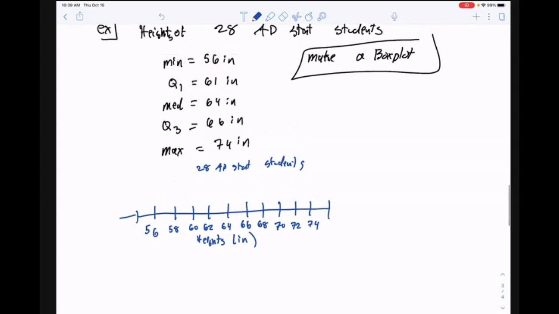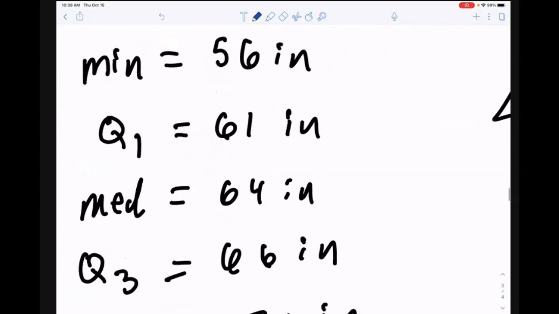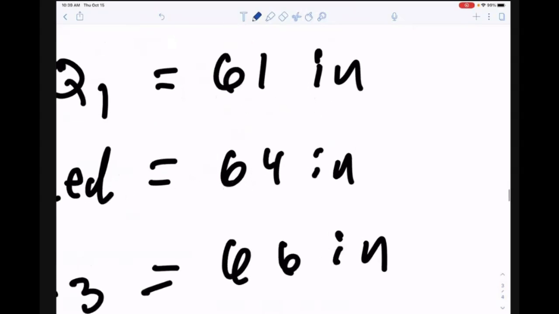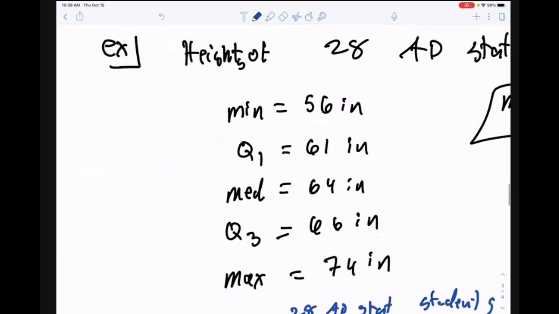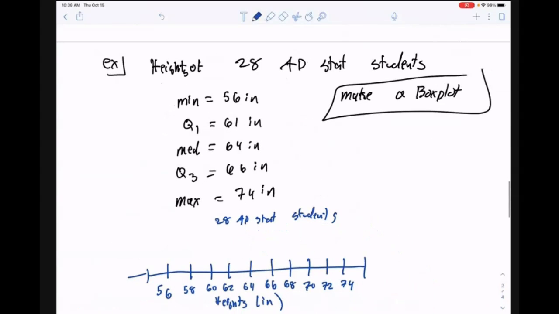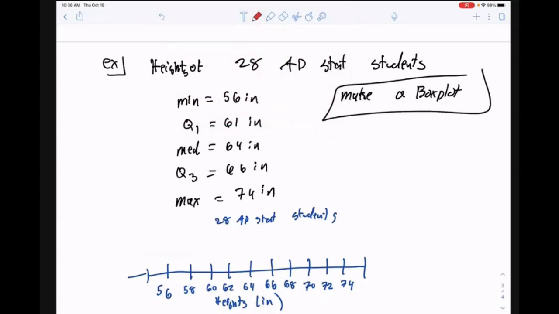You can just look at the distance between the min and Q1 is 5, then 3, and the distance is 2 right there. Since this distance right here is 2, I probably don't want to go by 5s because I'm going to be squishing everything inside there, since they're all less than 5. All right, I'm going to now label my points. My minimum, 56. My Q1, 61, goes above where 61 would be. My median, 64. Q3, 66. My maximum, 74.